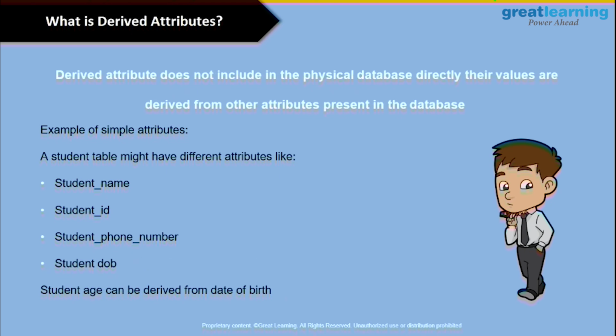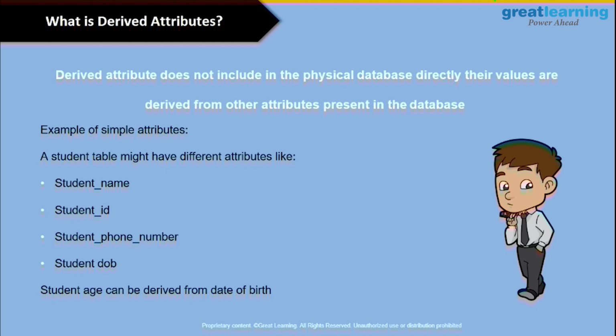Now we are going to talk about what derived attributes are. Derived attributes are not included in the physical database directly. Their values are derived from other attributes present in the database. I mean, it's so confusing, right? No, it's not. Let me give you an example.